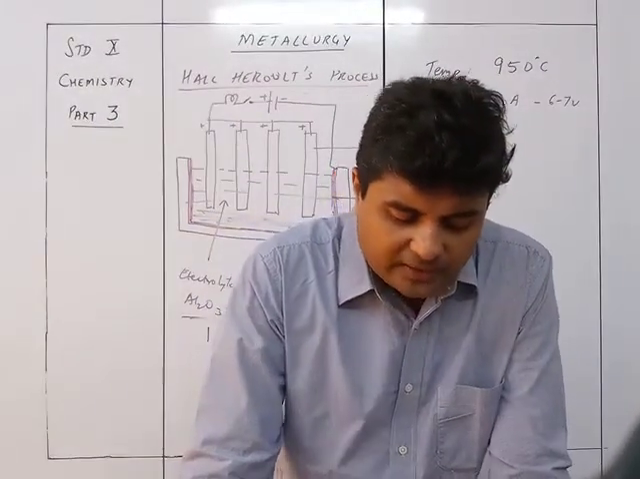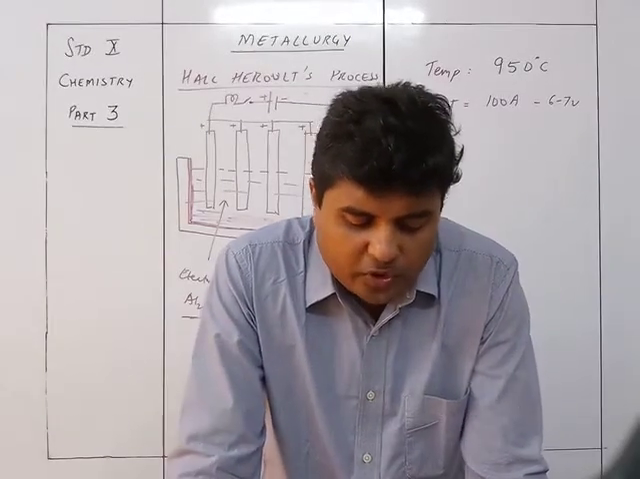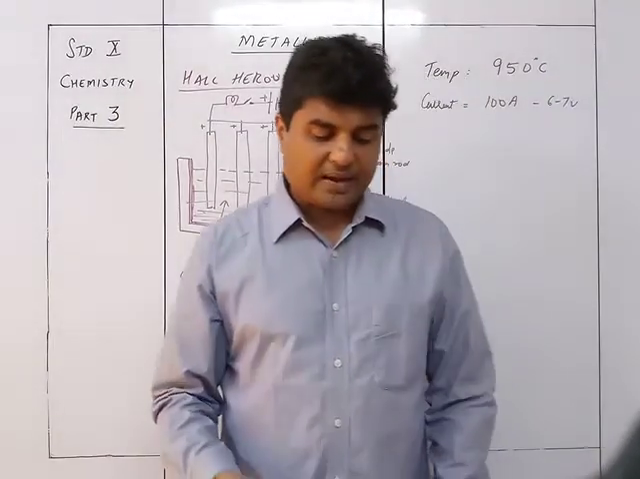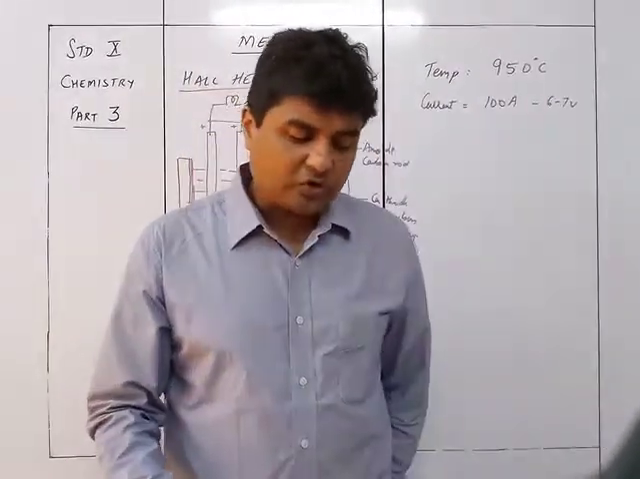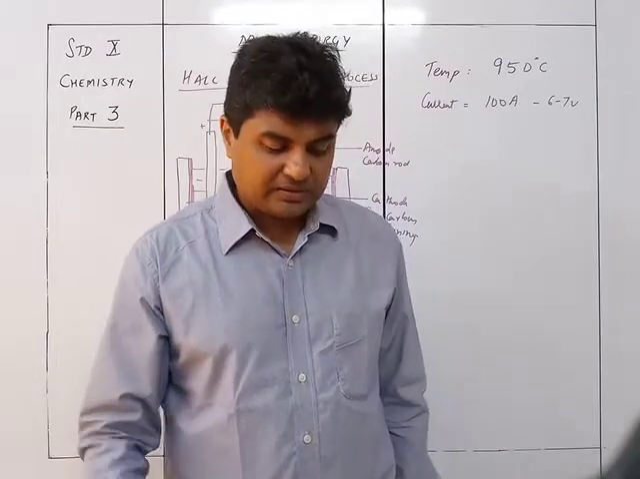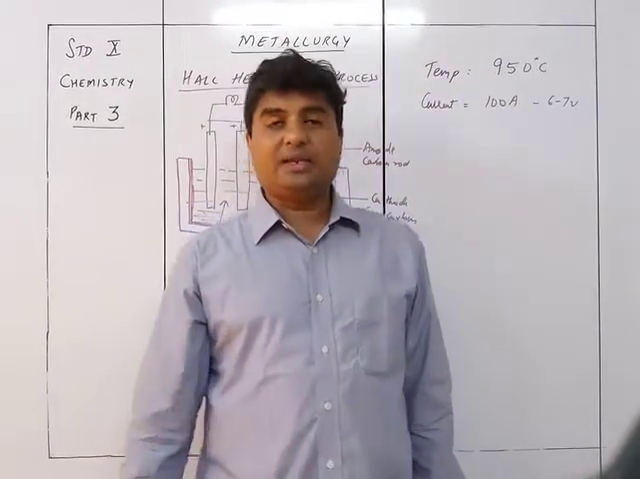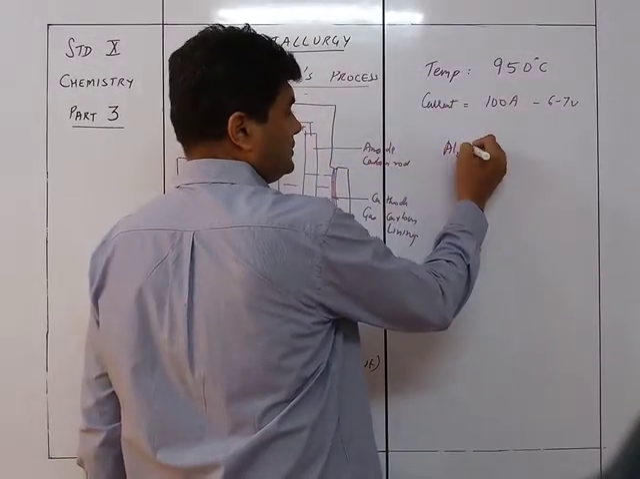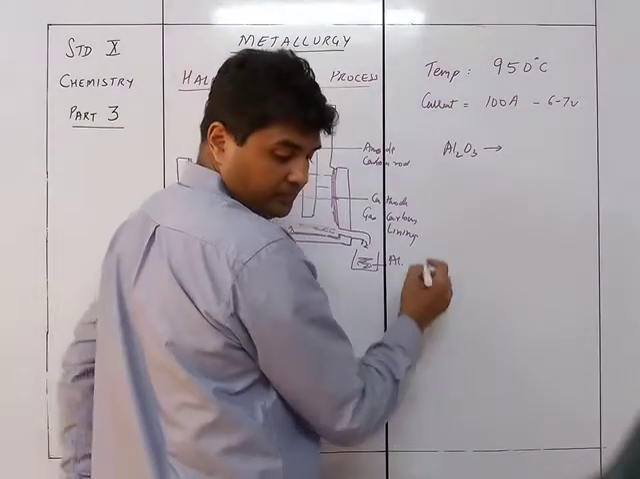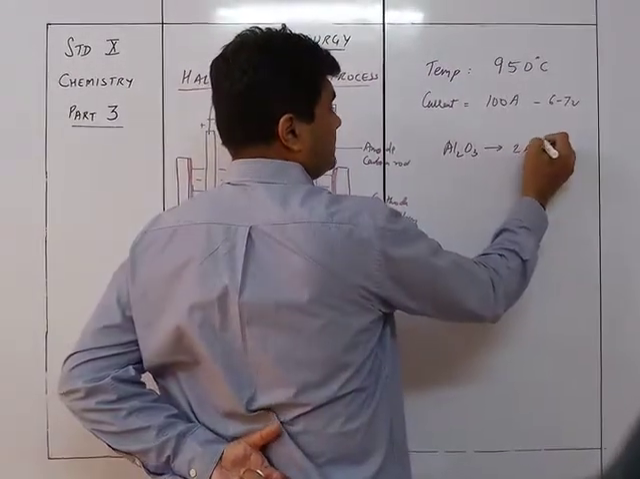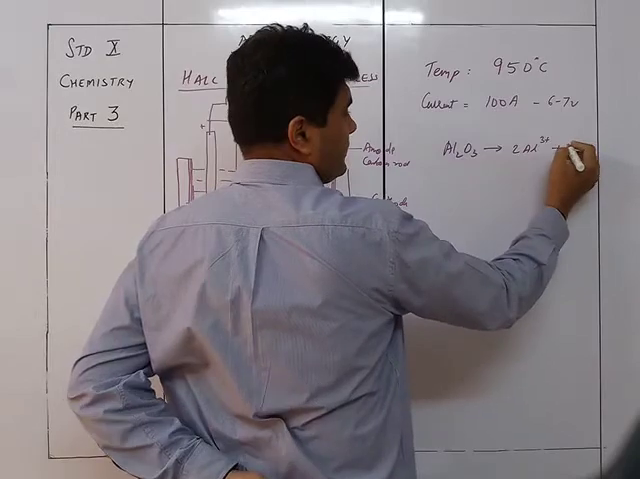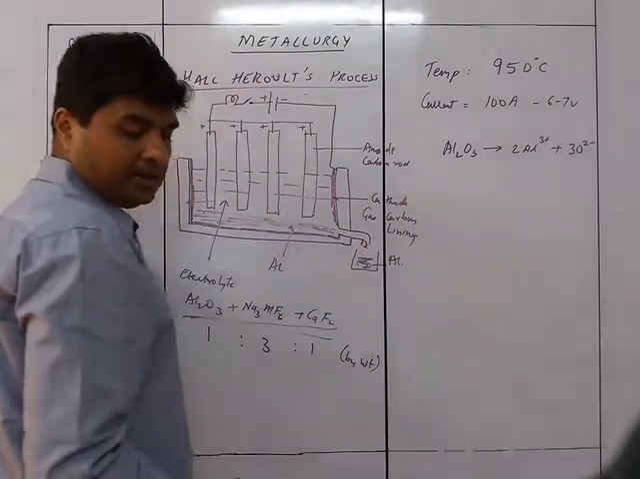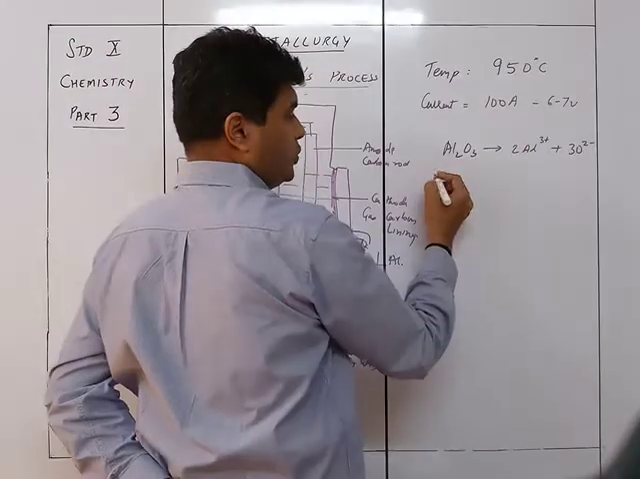The reaction will be that cryolite dissociates into 3Na+, Al3+ and 6F-. Fluorspar will become Ca2+ and F-. Alumina, Al2O3, will become 2Al3+ and 3O2-. This is what is important for us. So accordingly, the Al3+ is going to go to the cathode.